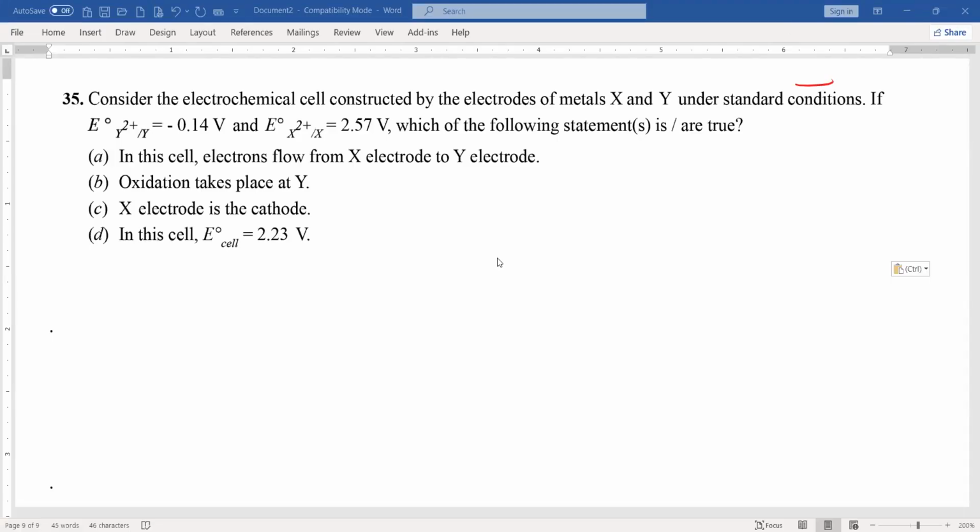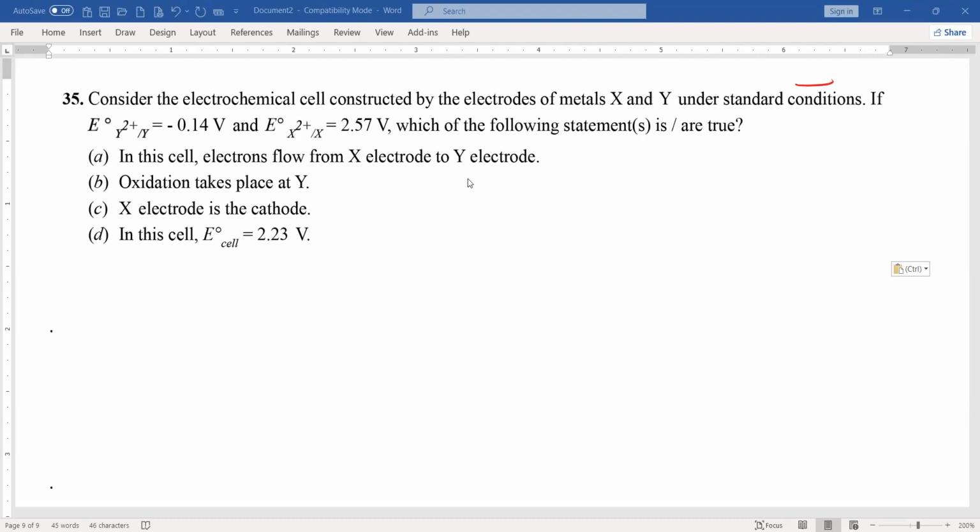Consider the electrochemical cell constructed by the electrodes of metal X and Y under standard conditions, and the standard electrode potentials are given. Y is negative, X is positive. That means Y is more reactive than X. Then if you construct a cell, Y is the anode and X is the cathode. Which of the following statements is true?